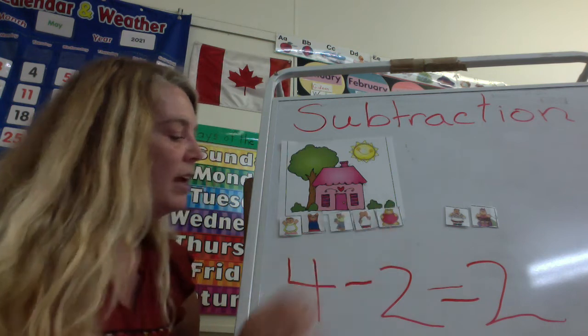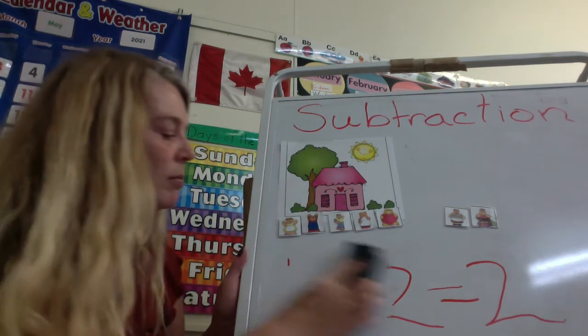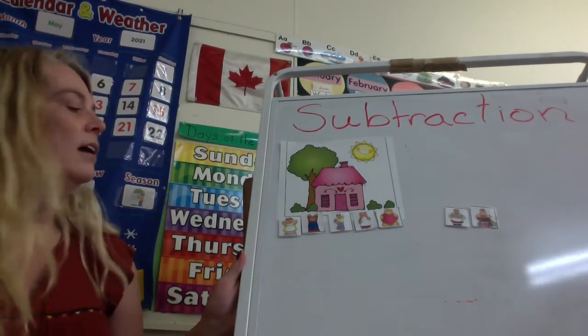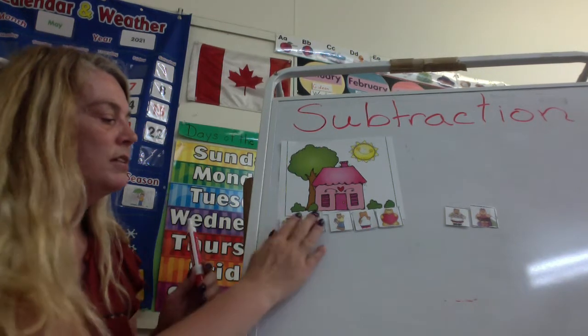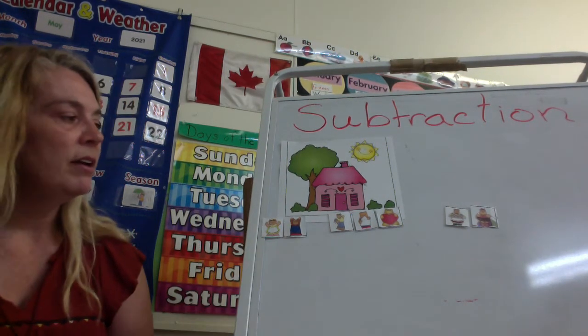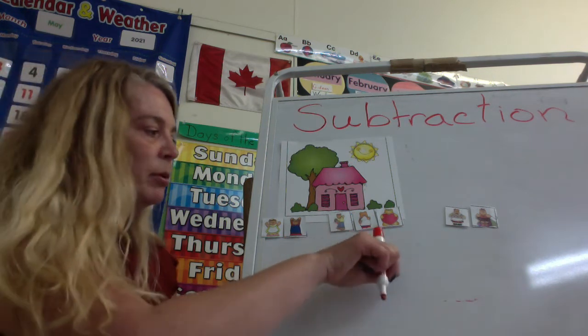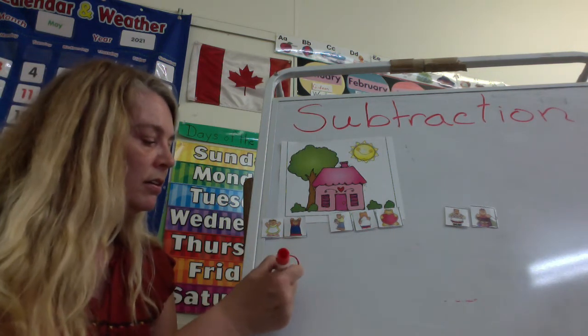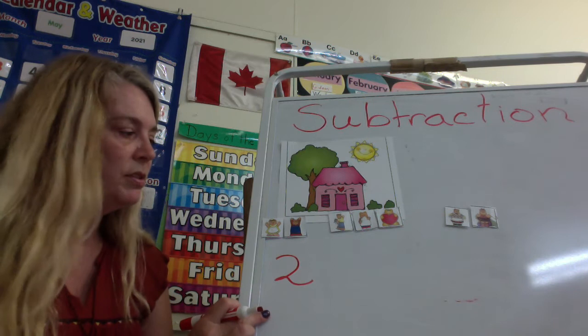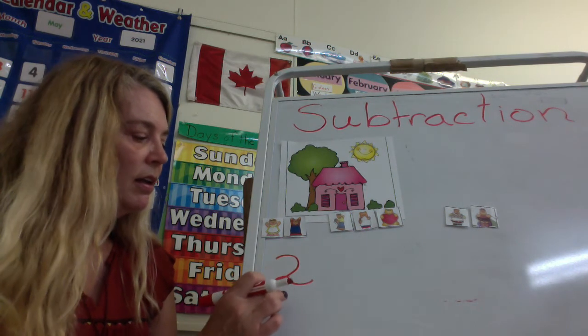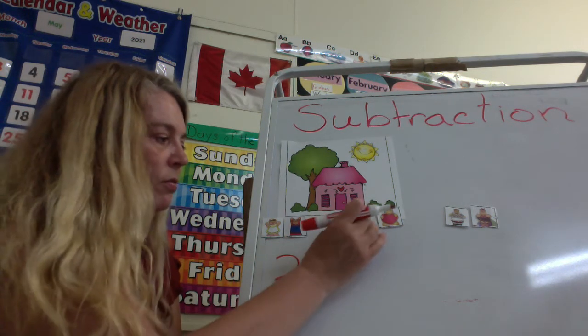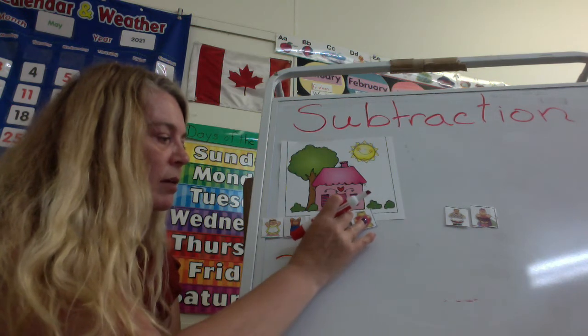So now we have a different math problem. We have Mr. and Mrs. Bear over here waving in their neighbors. And how many neighbors came to visit? So 2 for Mr. and Mrs. Bear. And then 1, 2, 3 neighbors came to visit.